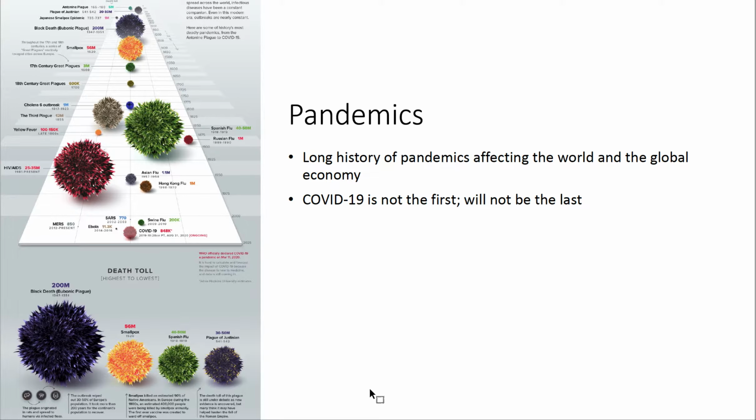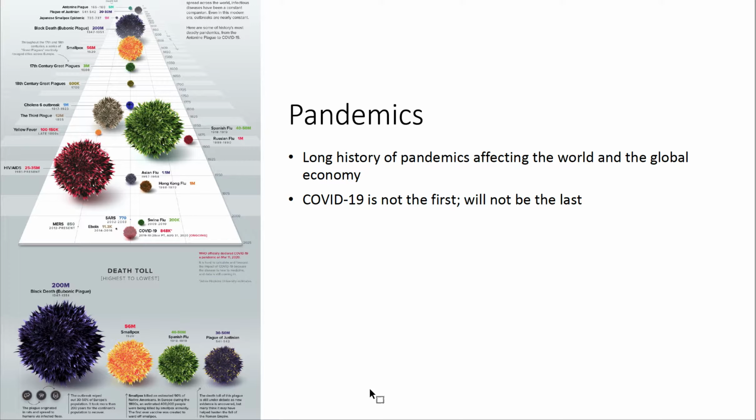So when we think about pandemics, there's a long history of pandemics affecting the world and the global economy. COVID-19 is not the first. It's not going to be the last. The chart there on the left, you can see that the Black Death way back in the 1300s killed 200 million people, and smallpox killed 56 million people, and Spanish flu 100 years ago killed between 40 and 50 million people. So you can see the different impacts. HIV/AIDS killed 25 to 35 million people. So in that context, COVID-19 has definitely not been the worst.